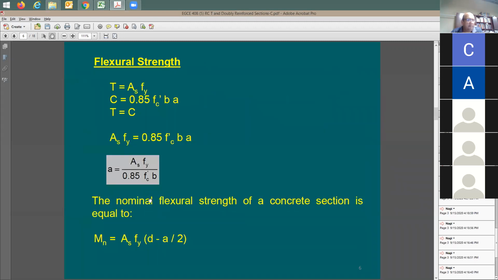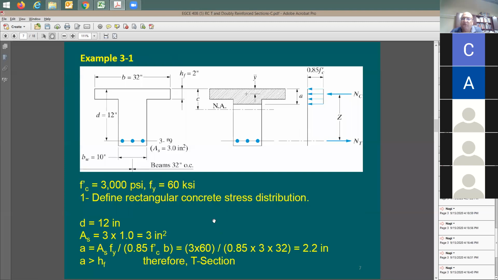Same equations, nothing here is new. Here's the tension force and compression force; set them equal to each other. You have the reinforcing, you have F sub Y, you have B, you have the concrete strength, and you find A. Once you find A, and then you apply the phi factor, you can find Mn and then phi Mn. So nothing here is new.